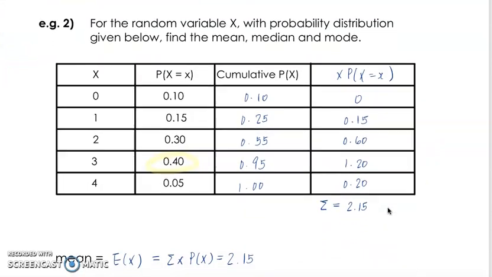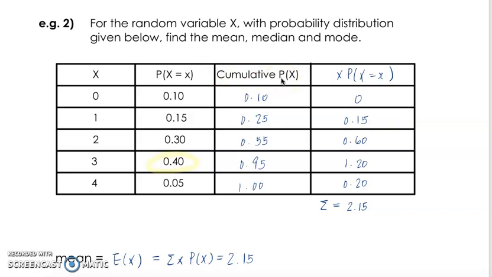Second example. So we have this probability distribution table in column form. For this particular random variable x and the probability distribution given, we're going to find the mean, median, and mode. So let's start with completing maybe the table first. So notice how we have added a column called the cumulative probability.